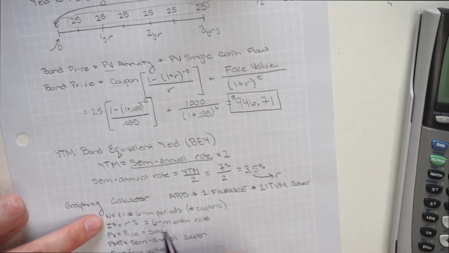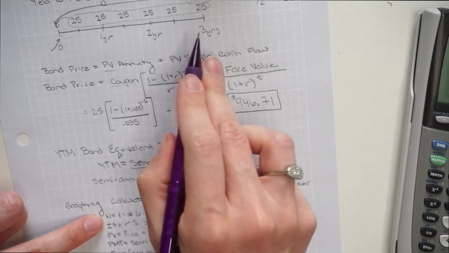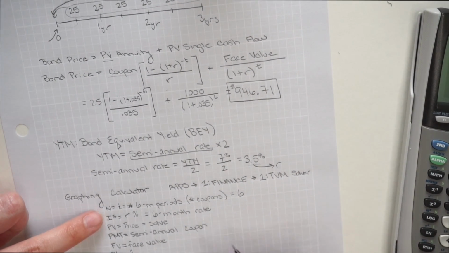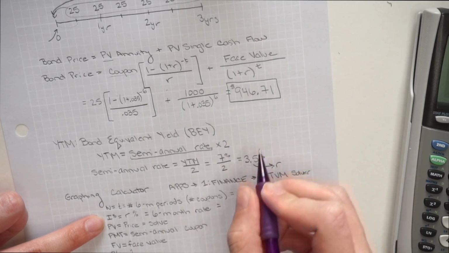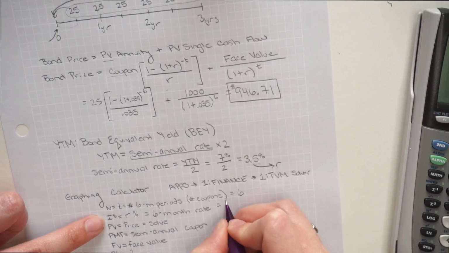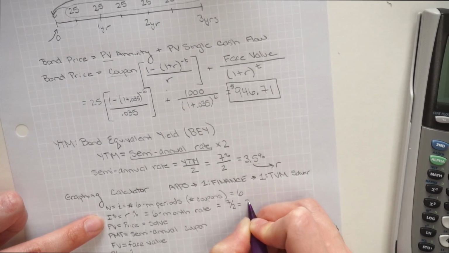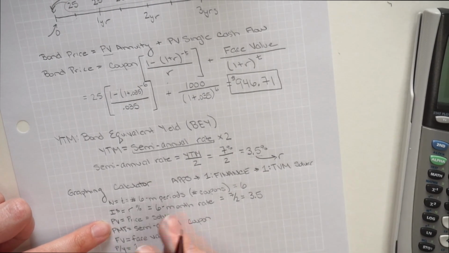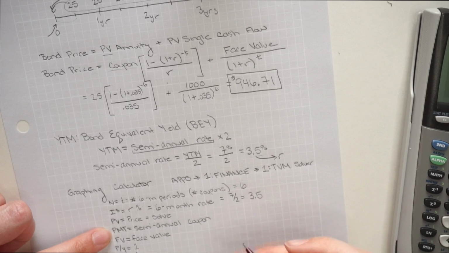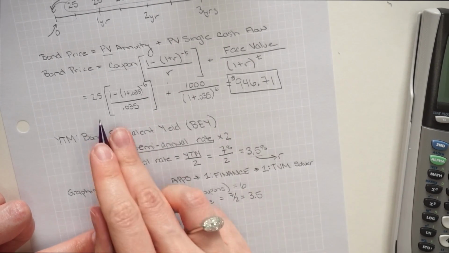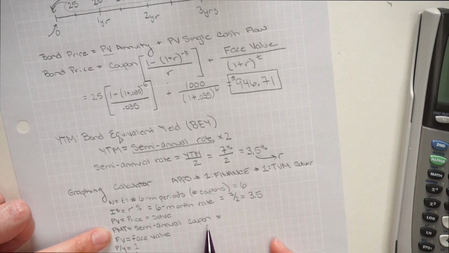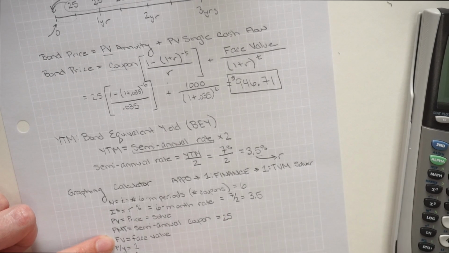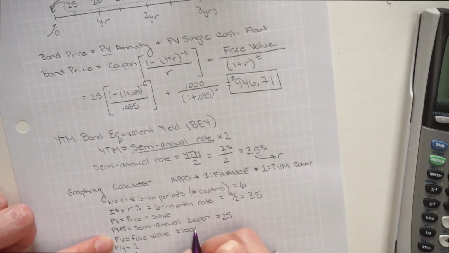So filling in numbers now, my number of 6-month periods for this is 3 years, 2 periods per year, or 6. My I, I want my 6-month rate, so that's going to be my yield to maturity divided by 2, so 7% divided by 2. Type it in as a percent, so I'm going to type in 3.5. Present value is my price, skip over that for now. Payment is what I'm solving for. So here, payment is my semi-annual coupon, so payment is going to end up being $25. FV is my face value, so that's going to be 1,000.